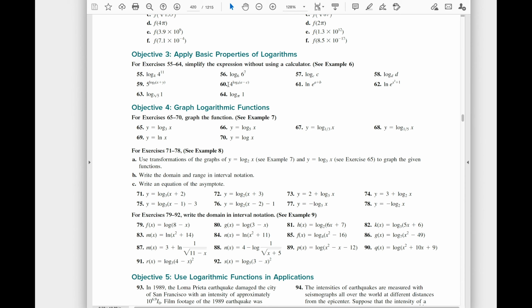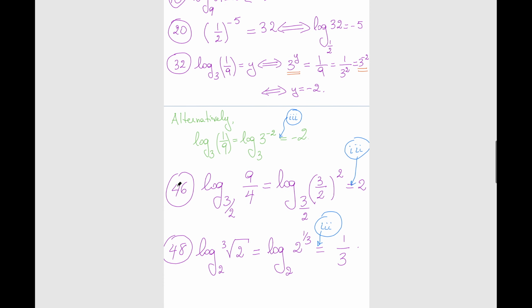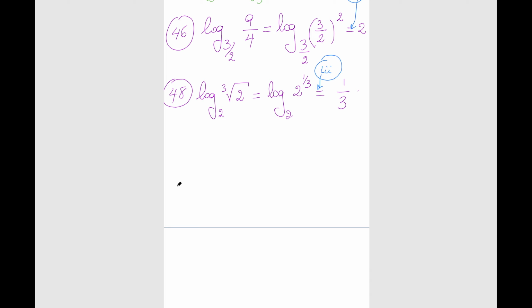How about 59 or 60? How about 60? 4 to the power log base 4 of a minus c, right? You see 60? Let me write it for you here. So 60, this is 4 to the power log base 4, same base, of a minus c, correct?